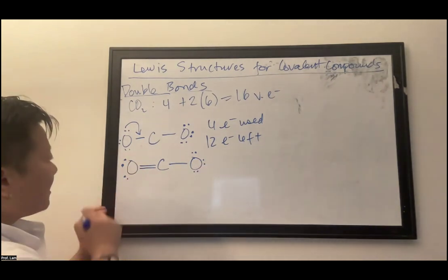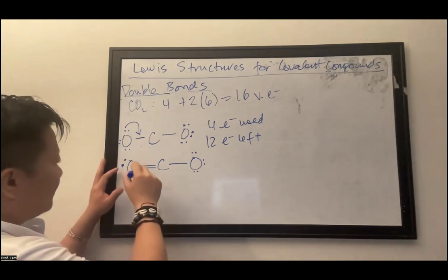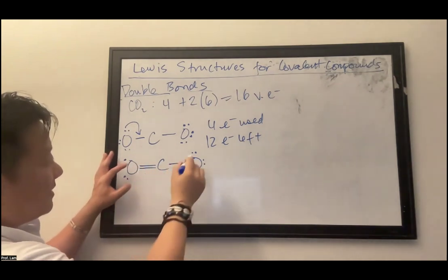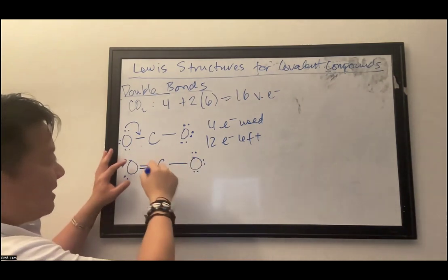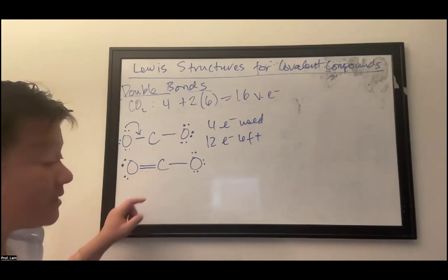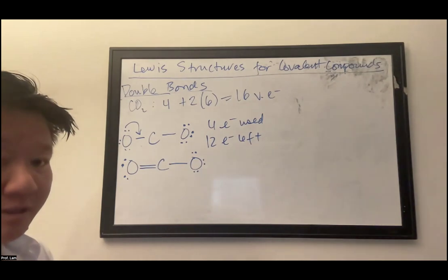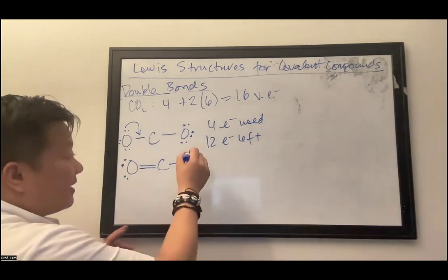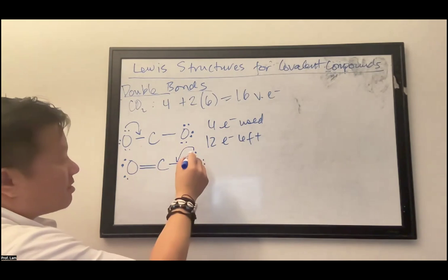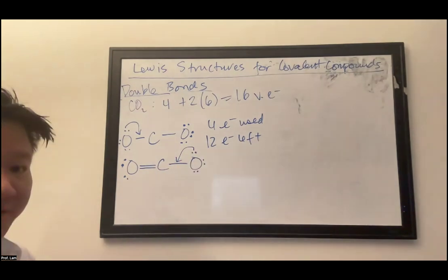You realize, oh, look at that. This oxygen is still octet. This oxygen is still octet. And I made it better for this carbon because now it's 2, 4, 6, but it's still not octet. So what should we do? One more time, you can show it with an arrow that this lone pair is going to come down for a double bond.